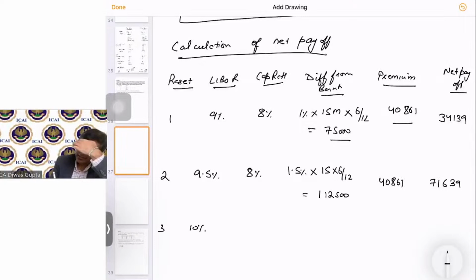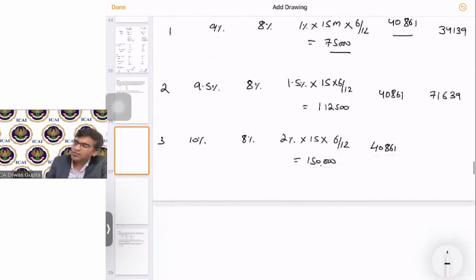For the third reset period, interest rate is 10%. 8% is the cap. 2% multiplied by 15 million multiplied by 6 by 12 again, we will have to do. This brings us to 1,50,000. 4861 is the premium that we pay. 109,139 is the net payoff. So if we total the entire amount, it becomes 214,917.